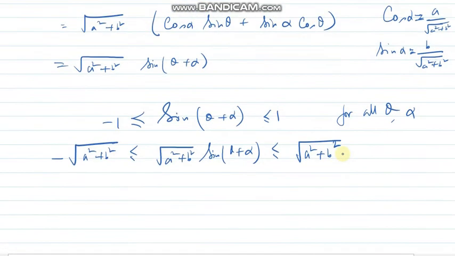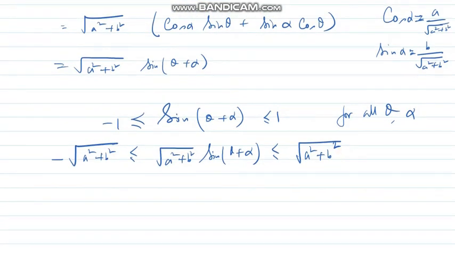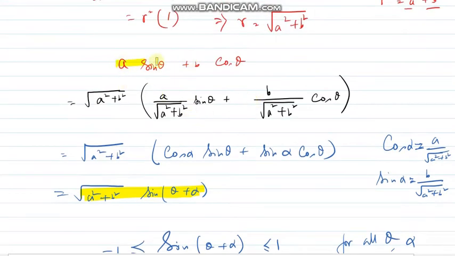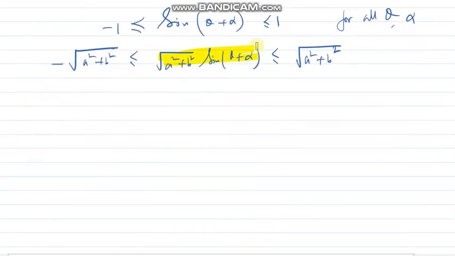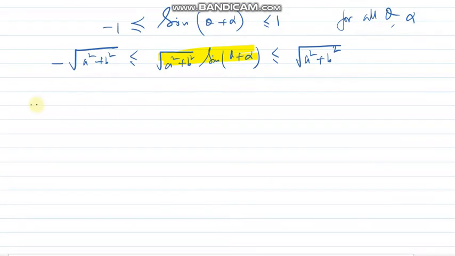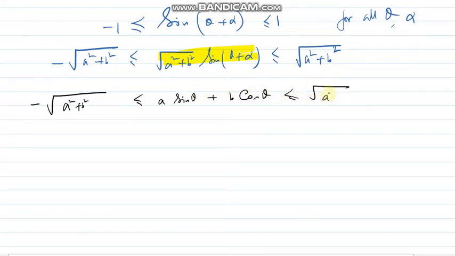So what was this equals to? Now if I just go back a bit, this equals to a sin theta plus b cos theta. If I substitute this, the value of a sin theta plus b cos theta will lie between these bounds. If it is a cos theta plus b sin theta, we will proceed by the same method and we will get the result. So this is the minimum value and this is the maximum value of this, right?